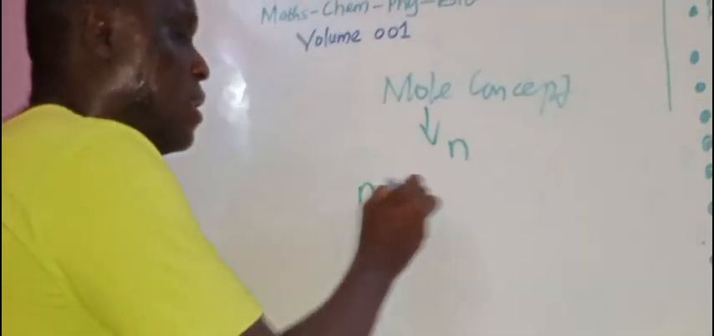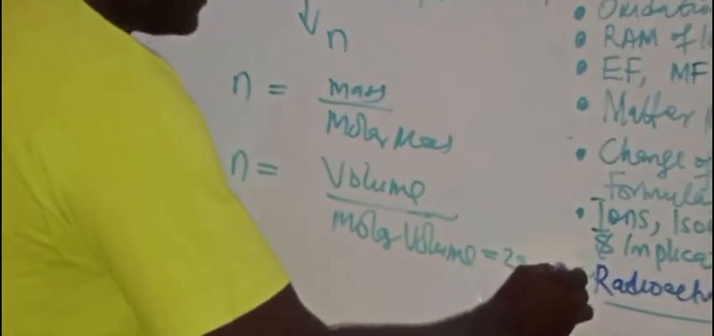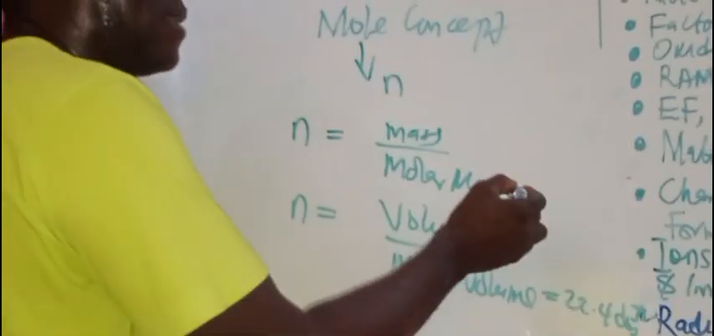So the first formula is that if I want to know the mole of a particular substance that participates in a chemical reaction, I can say that mole n is mass over molar mass. It is also, in terms of volume, volume over molar volume. Now, all gases have the same molar volume, and that is 22.4 dm cube. Take note of that. All gases. Whereas the molar mass of every substance is different.